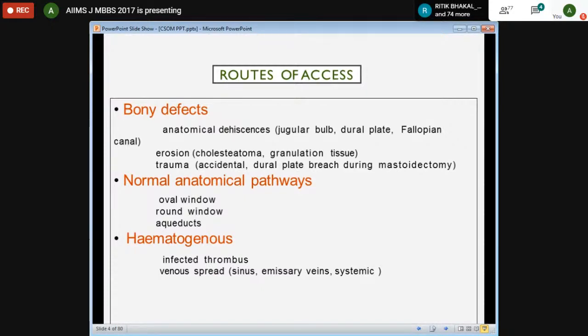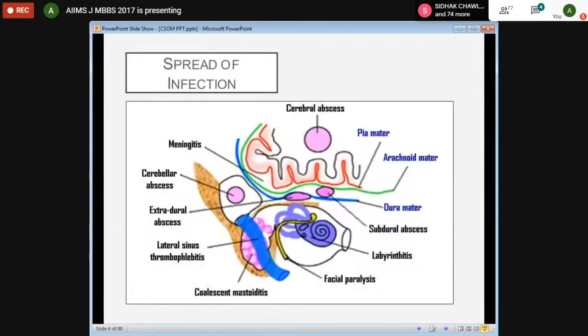Hematogenous spread: infected thrombus and venous spread. Infected thrombus we'll discuss under lateral sinus and sigmoid sinus thrombosis. Venous spread is through the veins, like emissary veins, which are found in the region of the mastoid. They are connected to the dural venous sinuses in the brain, and through retrograde thrombophlebitis the infection can go to the brain. So these are the routes through which infection can spread to other parts.